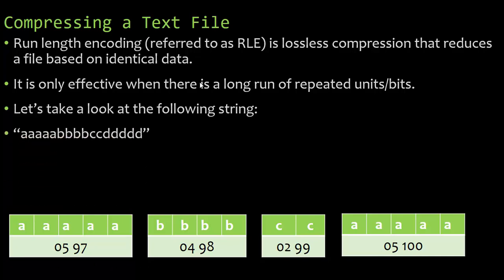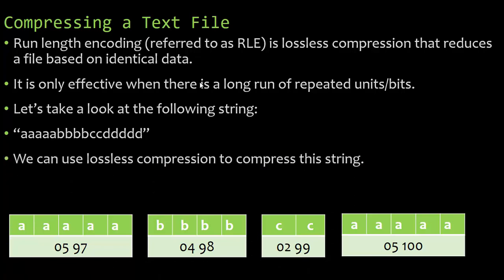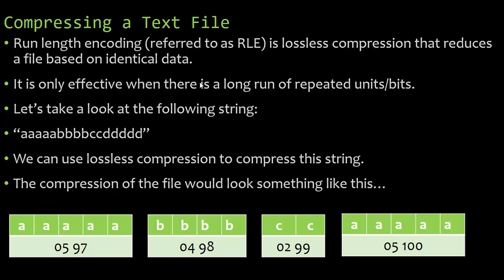I have a series of A's, B's, C's, and D's. That's because I have some repeating bits or units here. So we can use lossless compression to compress this string. The compression of the file would look something like this. And down here, I have 05. What is that referring to?